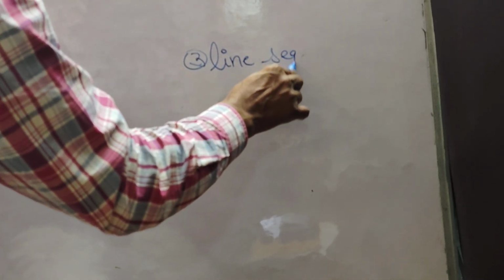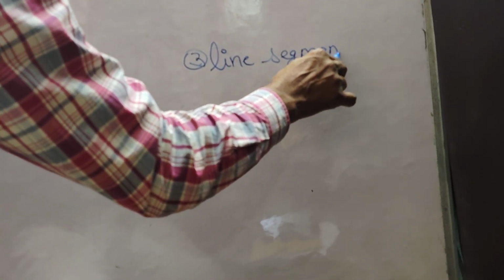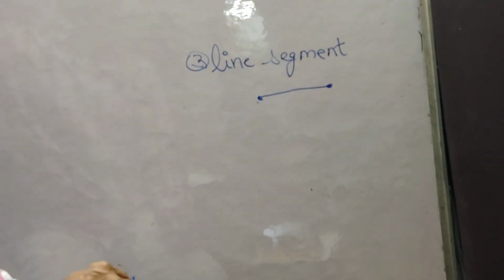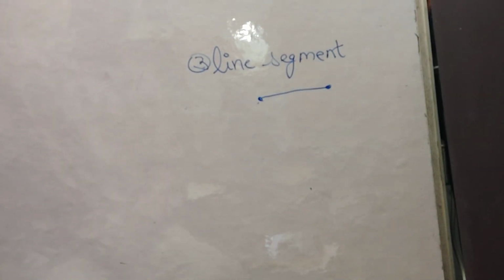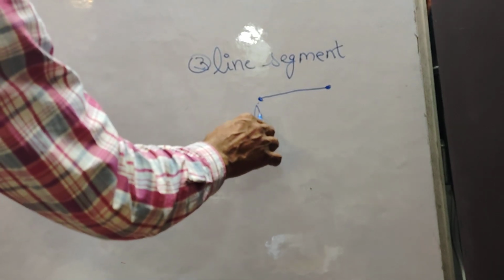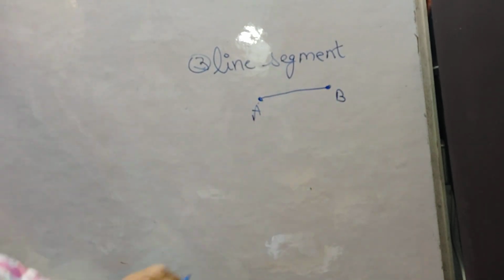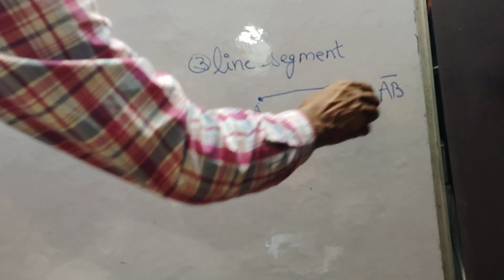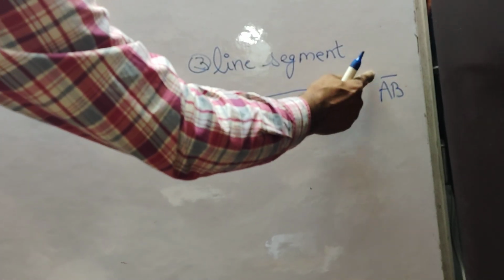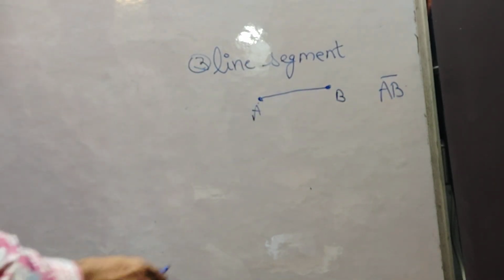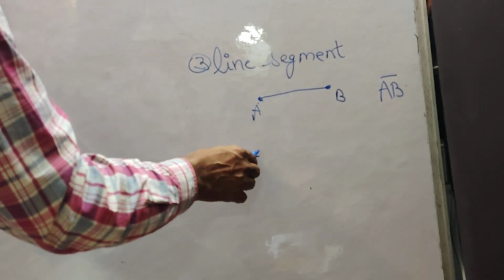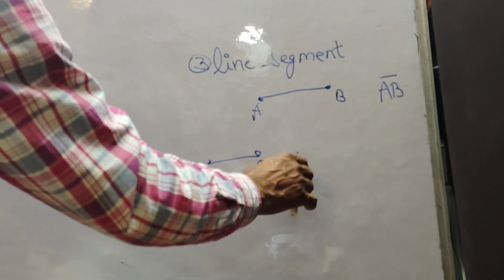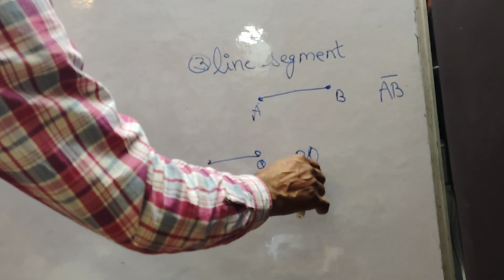In a line segment, we have a fixed point on both sides. So it is measurable. A line is not measurable, but a line segment is measurable. It is also written by capital letters, and it is read as line segment AB. This is the line segment symbol. So line segment AB. Can you tell what is the name of this line segment? Line segment PQ.